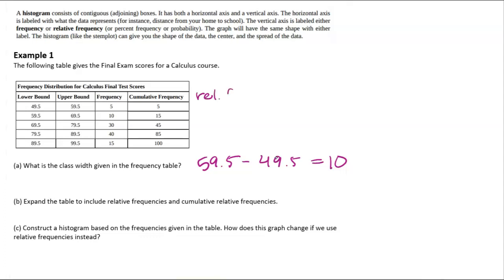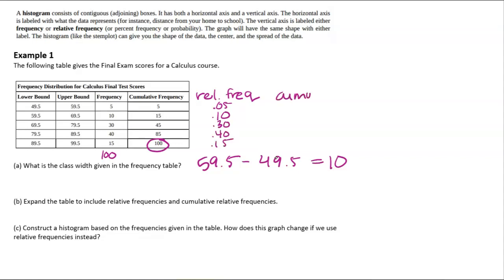Remember, relative frequencies mean we're going to find the percents. So our total, let's go ahead and find that total. 5, 10, 30, 40, and 15. Oh, it's 100. Oh, and look what I could have done, I could have just looked right there. All right, well, this won't be too bad because I'm going to just divide by 100. So 5 would be 5%, 10 would be 10%, 30%, 40%, and 15%.